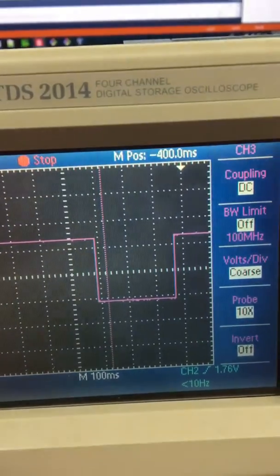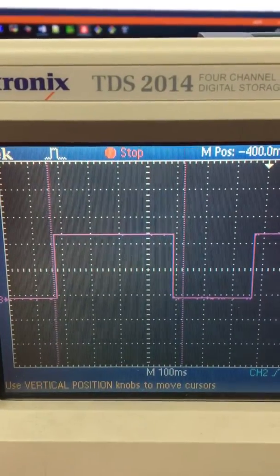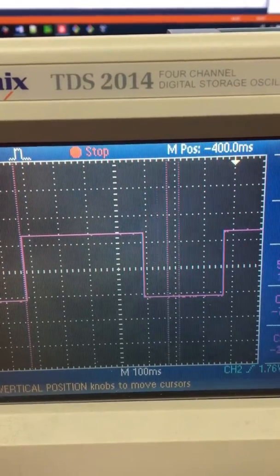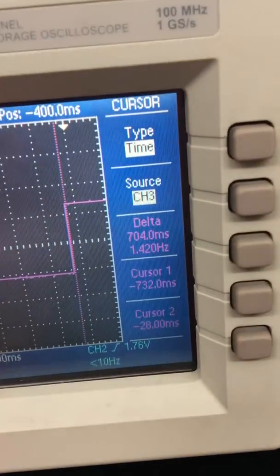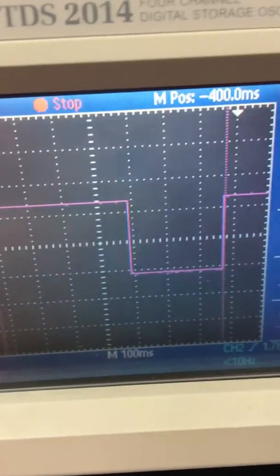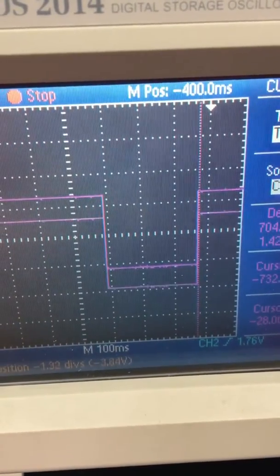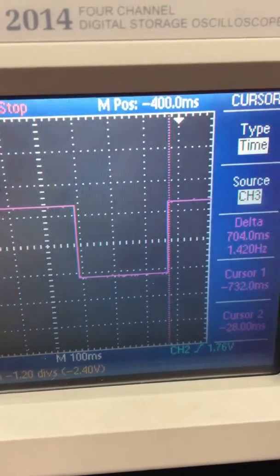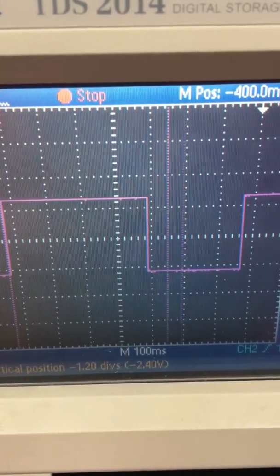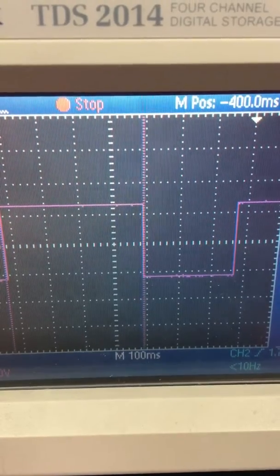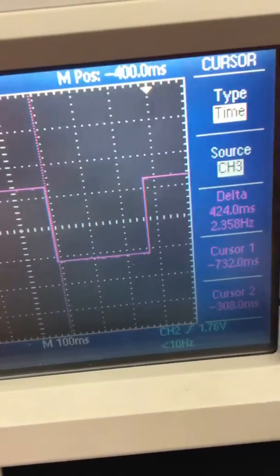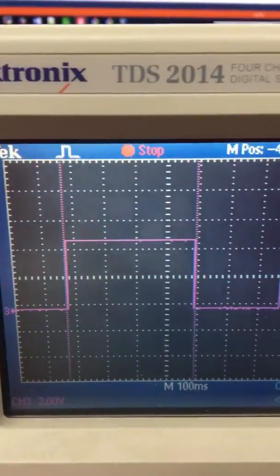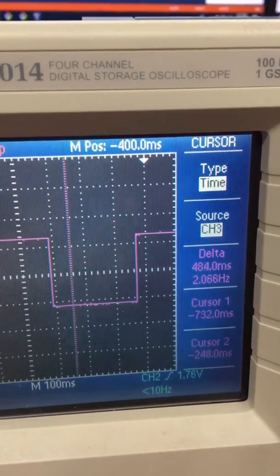And we can adjust the cursors to measure the period. Period is 704 milliseconds, so we're off by about 21 milliseconds. And the time that it's high is 424 milliseconds. From calculations, it was supposed to be 435 milliseconds, and so we're off by 11 milliseconds there.